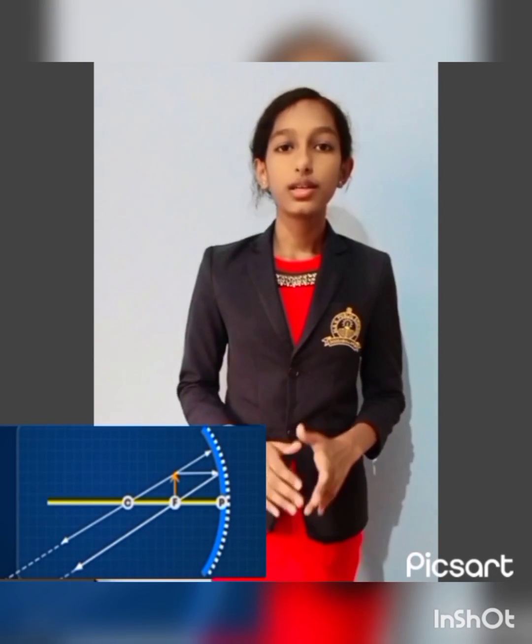Case 5. Here the object is near the focus. So there are two rays here. The first ray will be parallel to the principal axis and the second ray will be directed to the center of curvature. So here the line which is parallel to the principal axis after reflection will go through the focus and the line which is directed to the center of curvature after reflection will pass through the center of curvature. So here both the rays will be going parallel to each other.